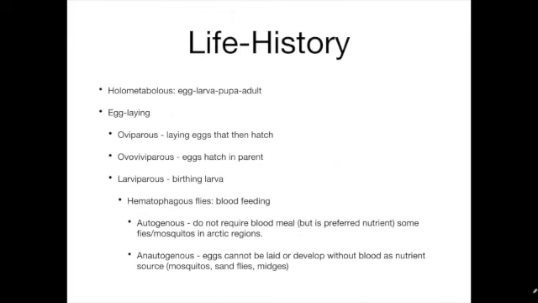Remember, in insects, some insects are what we call holometabolists. Most flies are. They come from an egg. The egg will hatch into larvae, then pupa, then adults.